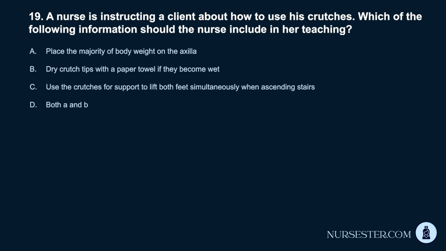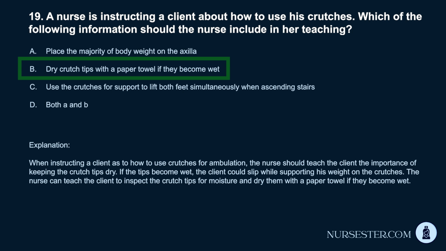19. A nurse is instructing a client about how to use his crutches. Which of the following information should the nurse include in her teaching? A. Place the majority of body weight on the axilla. B. Dry crutch tips with a paper towel if they become wet. C. Use the crutches for support to lift both feet simultaneously when ascending stairs. D. Both A and B. Correct answer: B. Dry crutch tips with a paper towel if they become wet.